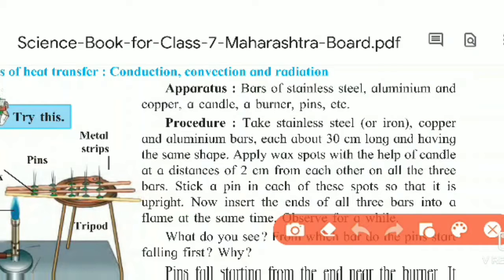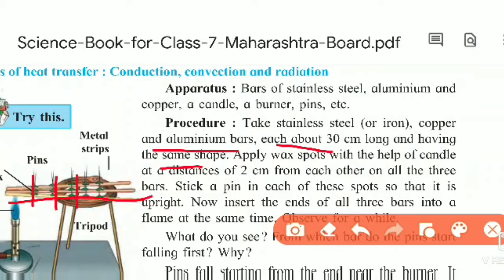Take a stainless steel or iron, copper or aluminium bar, each 30 cm long, having the same shape. These are the rods of 30 cm length. Apply a wax spot with the help of a candle at a distance of 2 cm from each other on all three bars. Stick a pin at each of these spots so that it is upright.